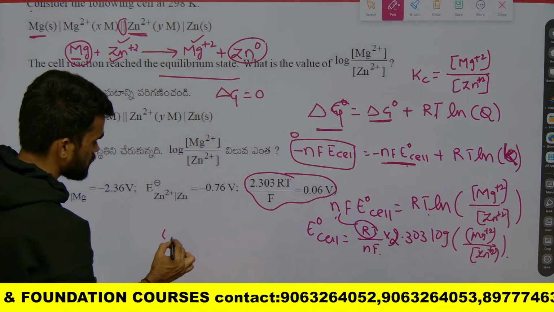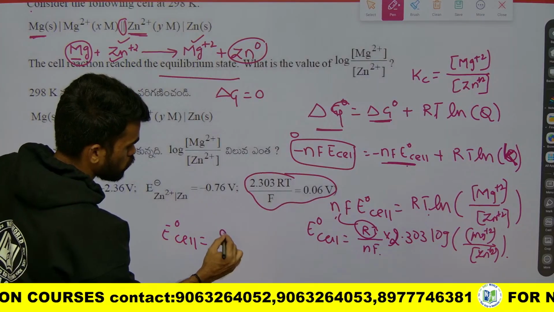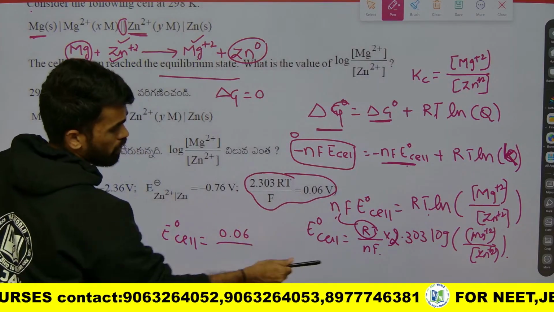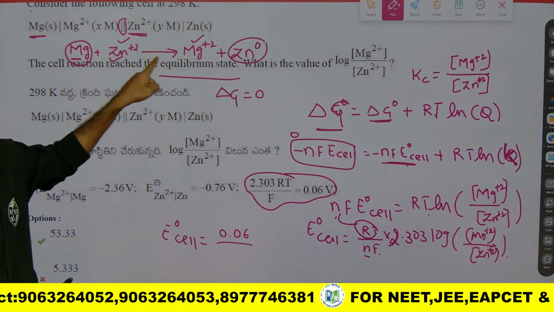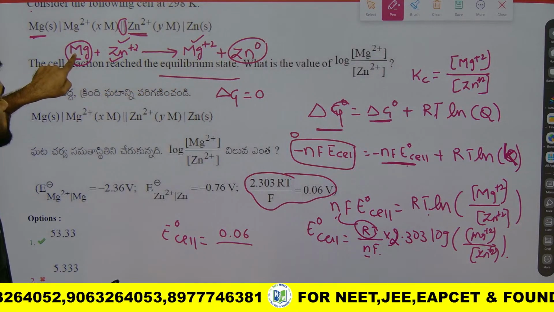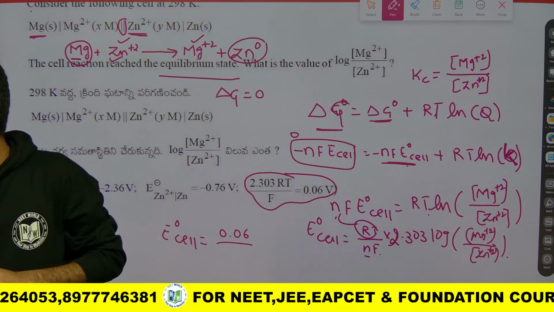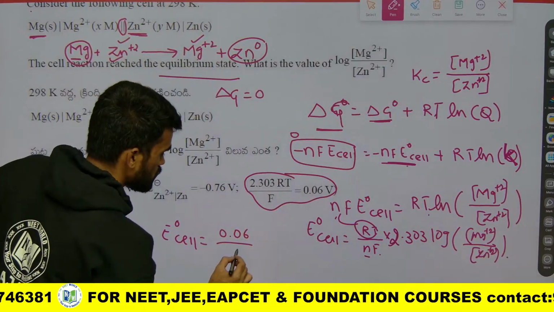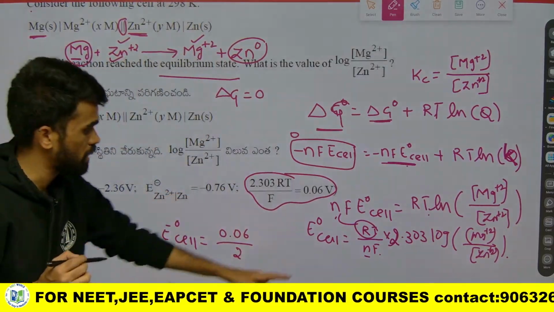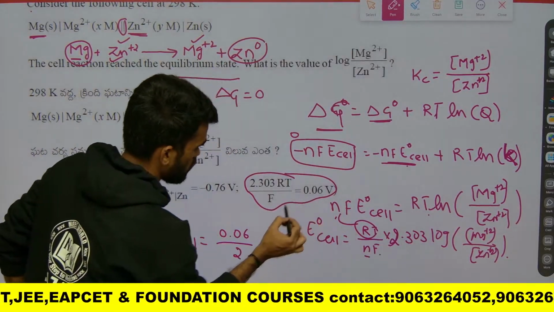Okay, so I can say E naught cell equals this value I am writing, 0.06. Okay, what about the n value? How can we find this n value? The number of electrons changed here. See, magnesium is losing 2 electrons and the 2 electrons are taken by zinc. So the total number of electrons changed here is how many? 2. So the n value is 2 here, in the denominator. Write it here. Okay, so this value we have mentioned from here.